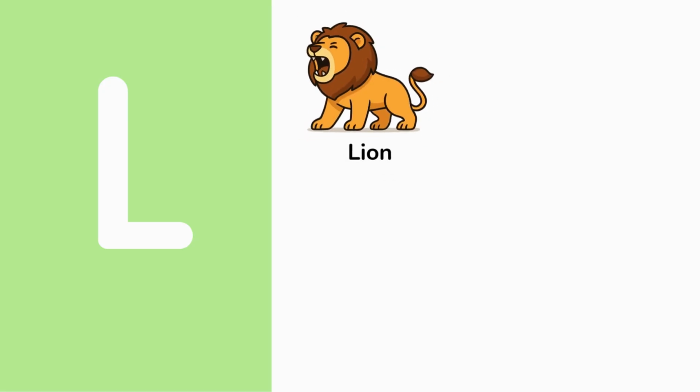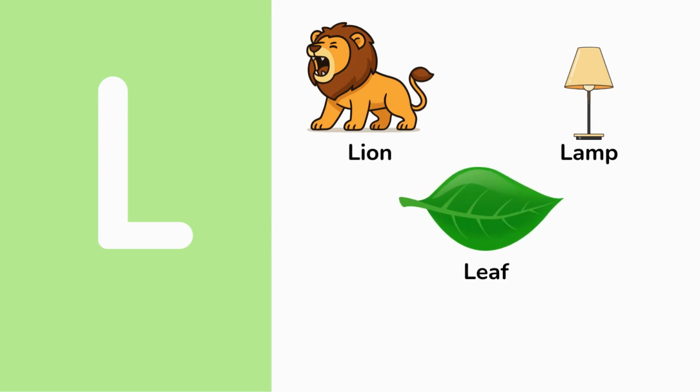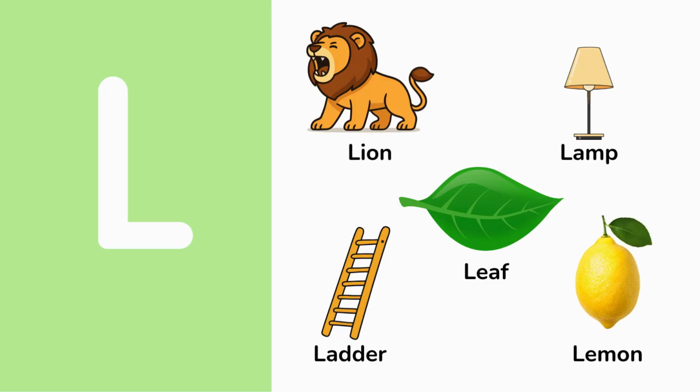L. This is letter L. Can you say L? L. L is for lion. L is for lamp. L is for leaf. L is for ladder. L is for lemon.